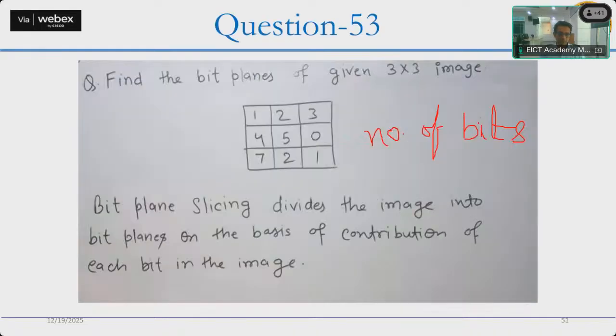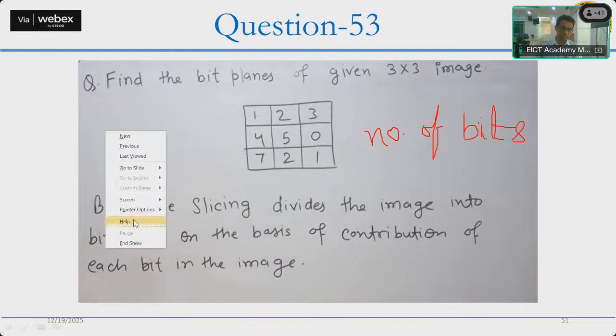Now see, find the bit planes of this given 3 by 3 image. Here see what we are seeing. Bit planes: how will you find them? As pointed out correctly, 3 bits are there. So how can we write it? See, we can write it here.